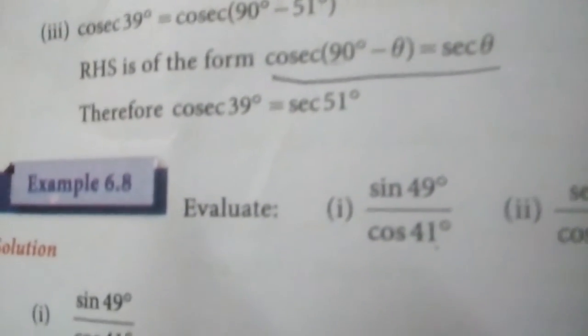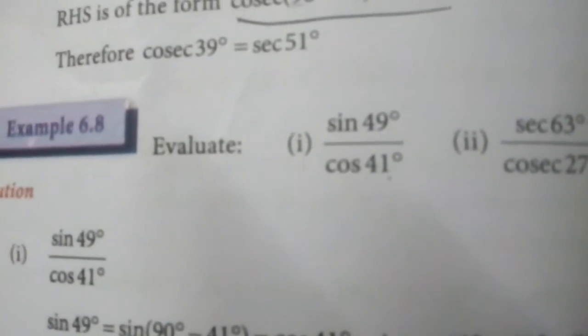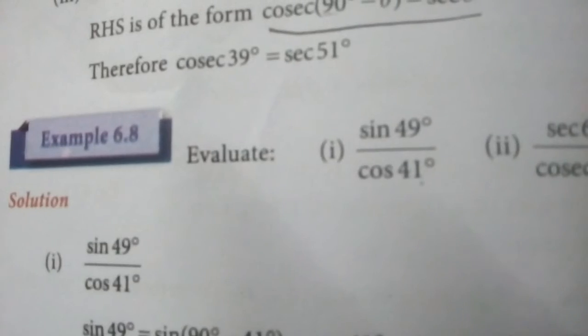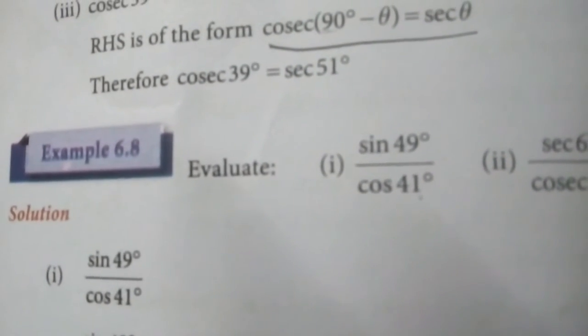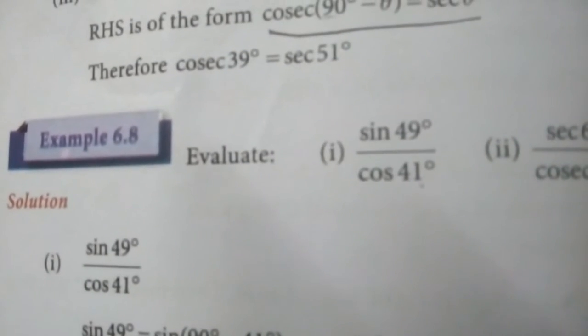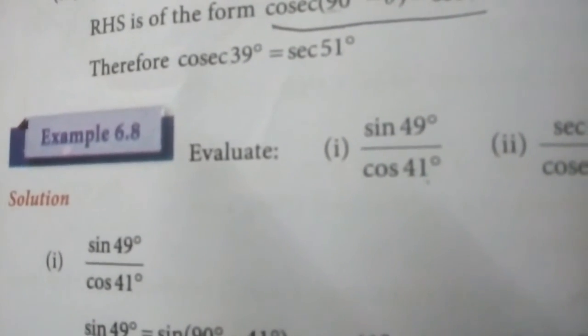Okay. Then, the next example, 6.8, evaluate sin 49 degrees by cos 41 degrees. Why am I telling you all these examples? Because before going to the exercise sums, if you learn 1 or 2 of the example sums, then it will be very easy for you to complete the exercise sums.